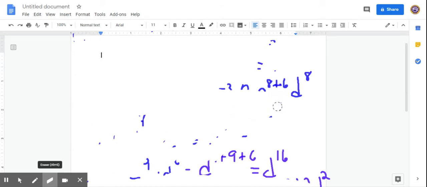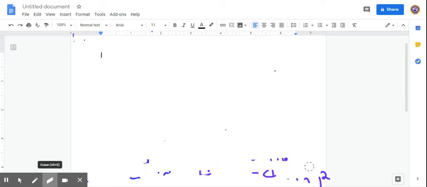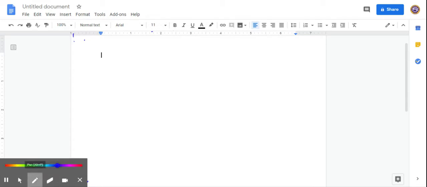So again, just to reiterate while I'm erasing some of these, power to a power, we keep the base and we multiply the exponents. When we're multiplying, we keep the base, we add the exponents. And when we're dividing, we keep the base and subtract the exponents. So number 8, we have again another power to a power.